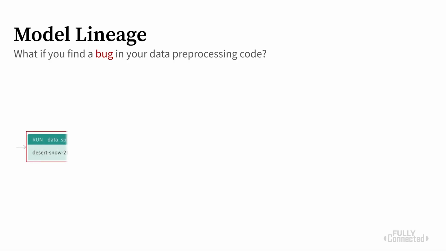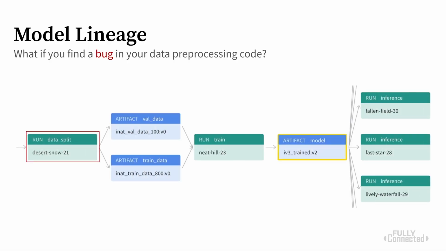What happens when something goes wrong? Say you discover a bug in your data preprocessing code. How can you find all the data sets that were affected by that bug? How do you track down all the models that were trained using those data sets? With the model registry, it's easy to see all the steps upstream and downstream.